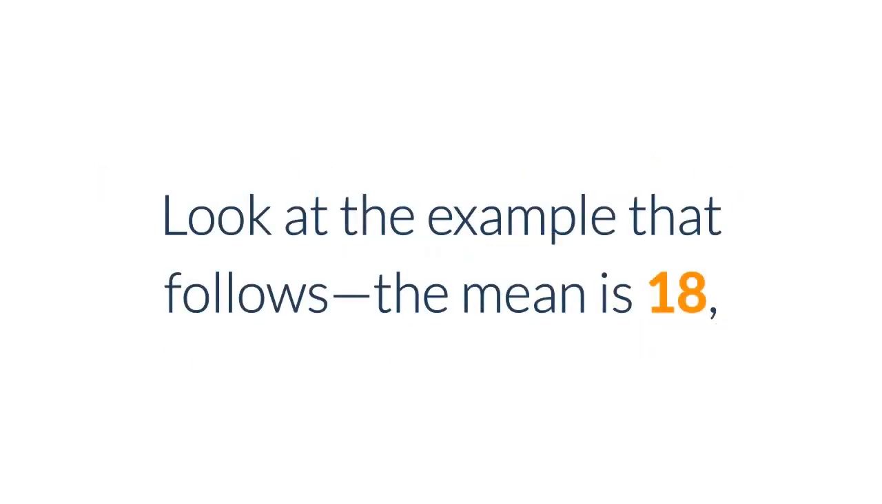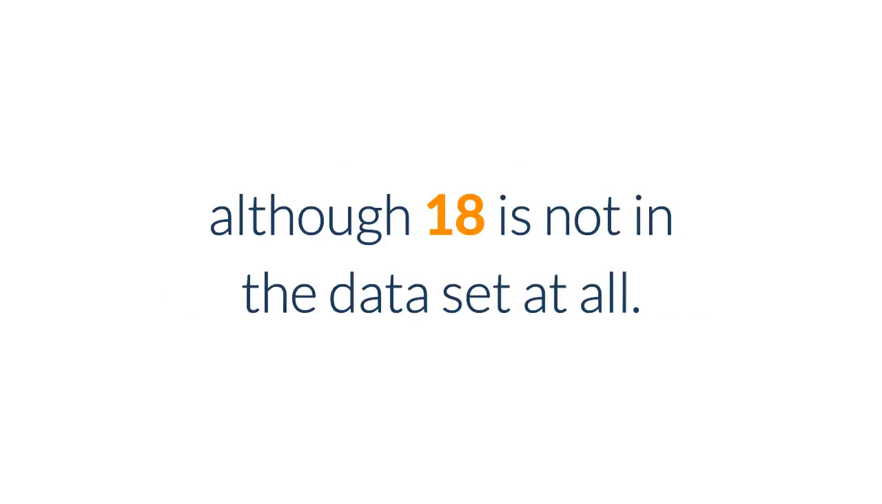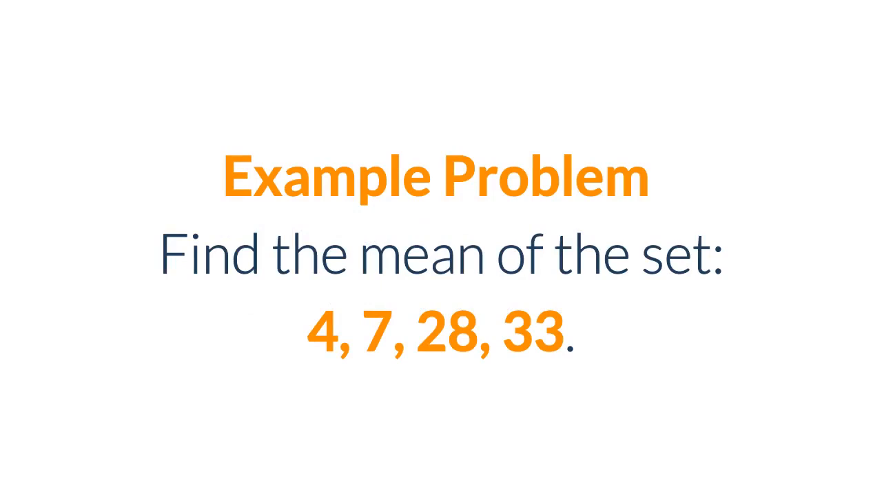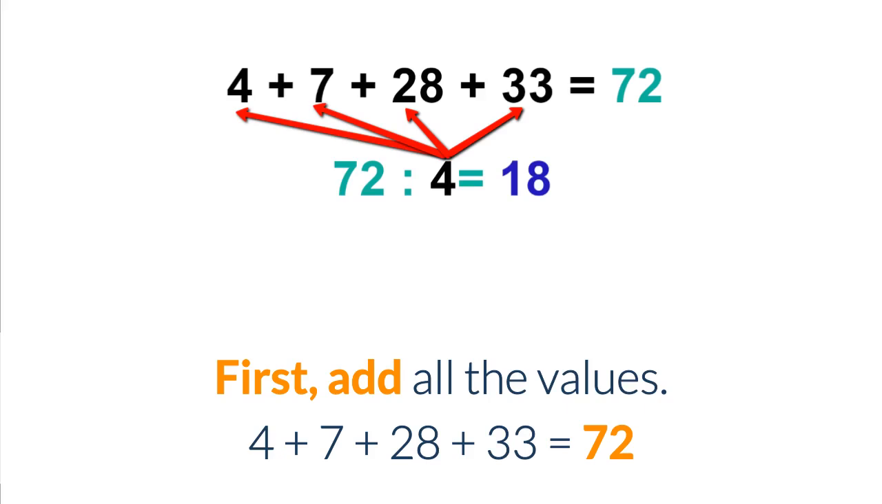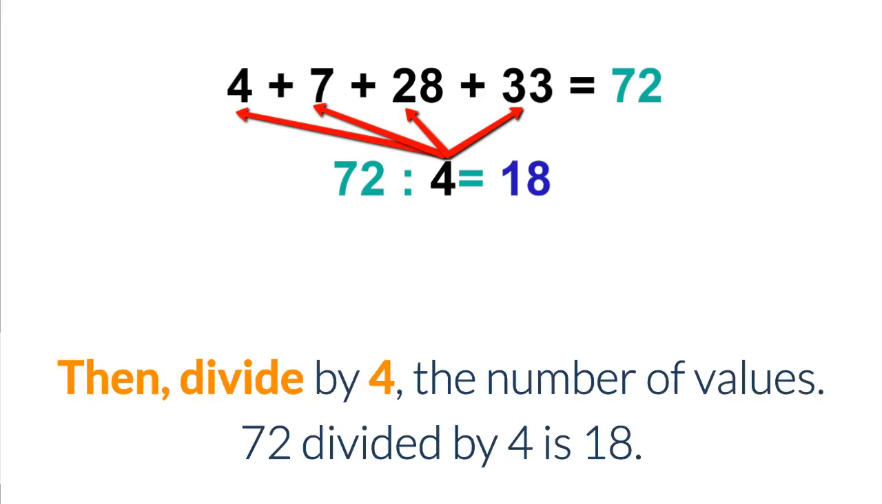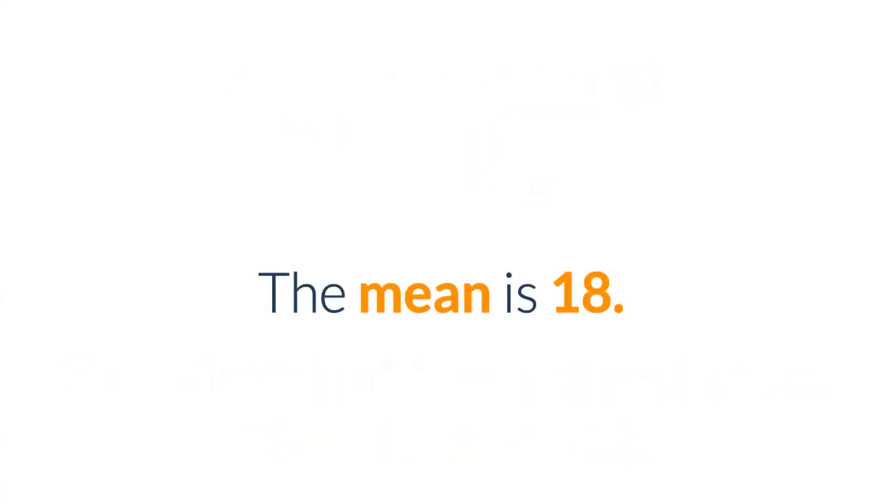Look at the example that follows. The mean is 18, although 18 is not in the data set at all. Find the mean of the set 4, 7, 28, 33. First, add all the values. 4 plus 7 plus 28 plus 33 equals 72. Then divide by 4, or the number of the values. 72 divided by 4 is 18, so the mean is 18.